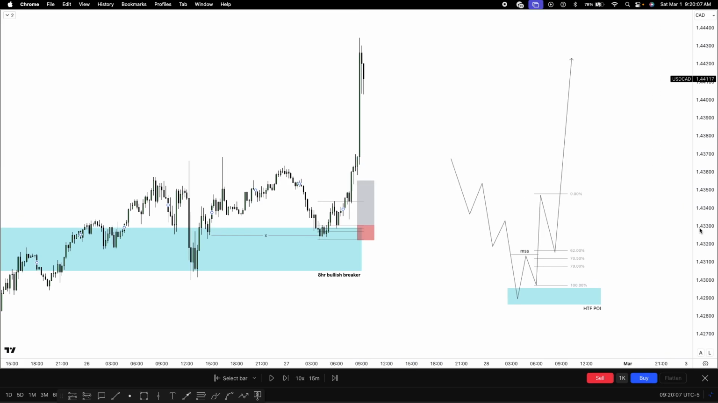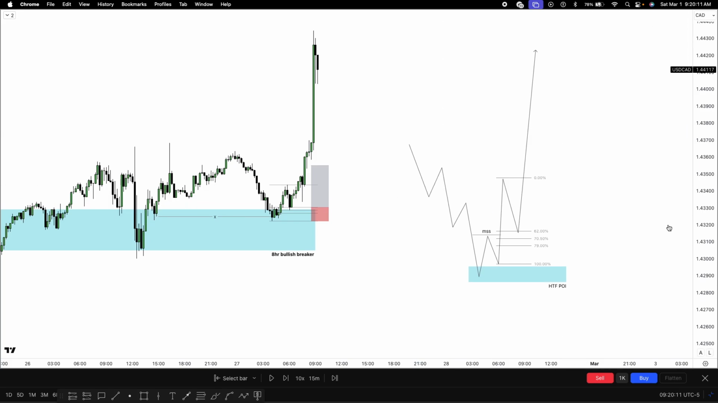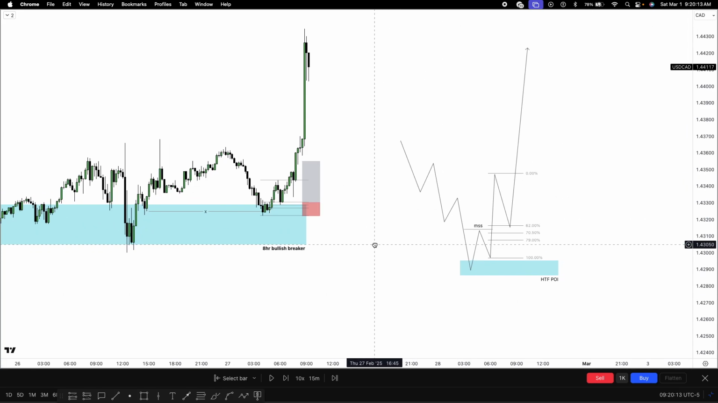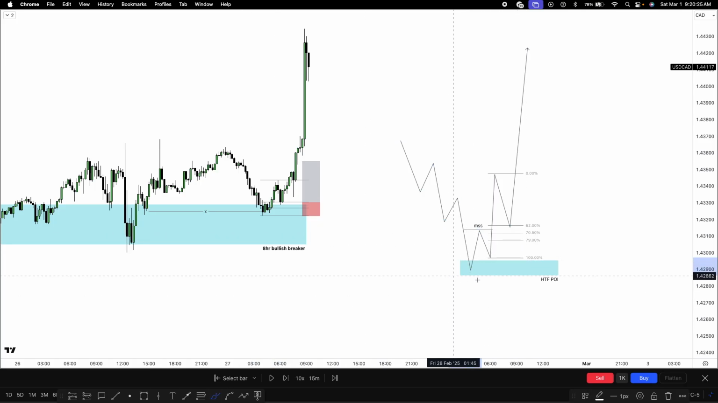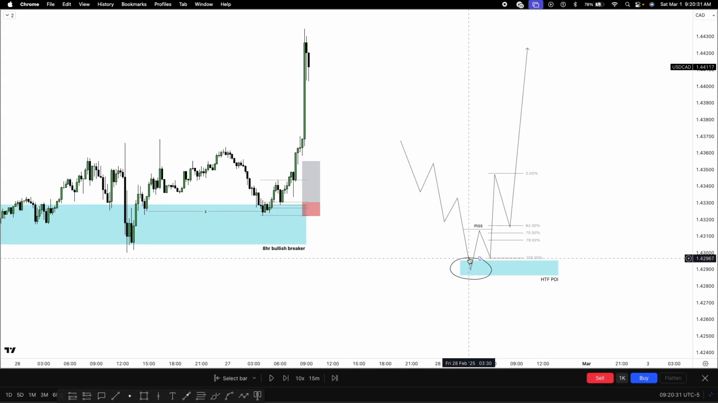So once again, guys, let's go over this trade one more time. Right here, we're going to use a pretty much in hindsight example of how the model should go. So right here, guys, you can see we had an 8-hour bullish breaker, right? So price came down inside of my higher time frame POI. Let me make this drawing black so you guys can see what I'm talking about.